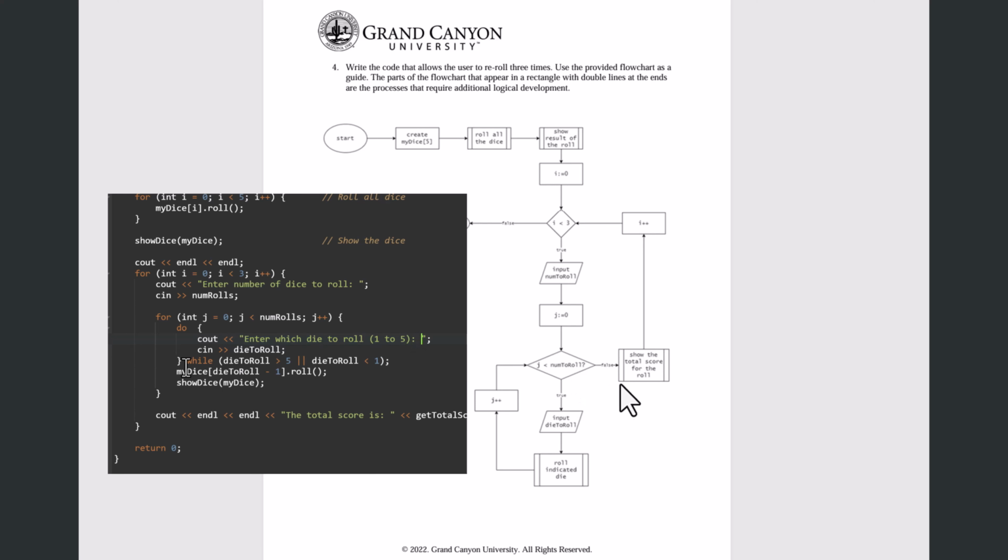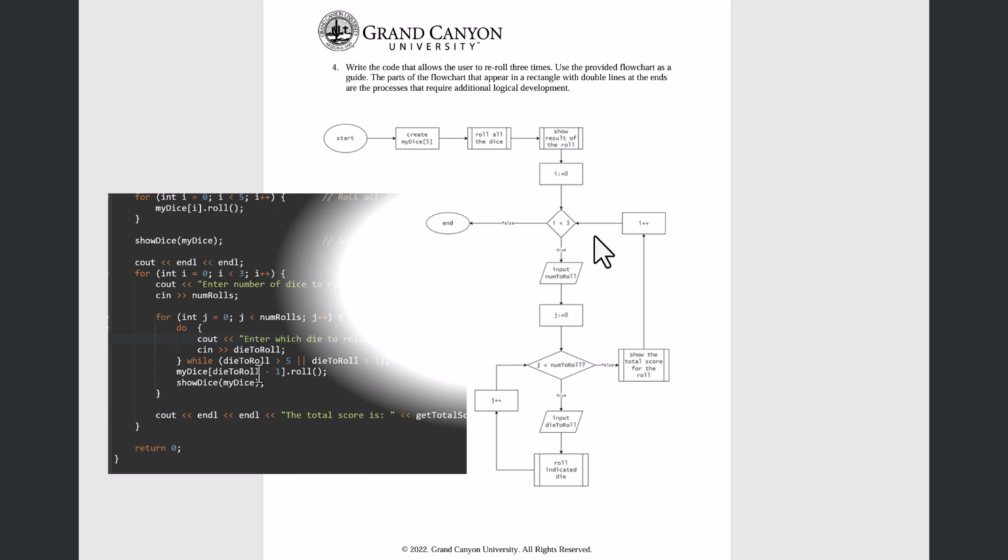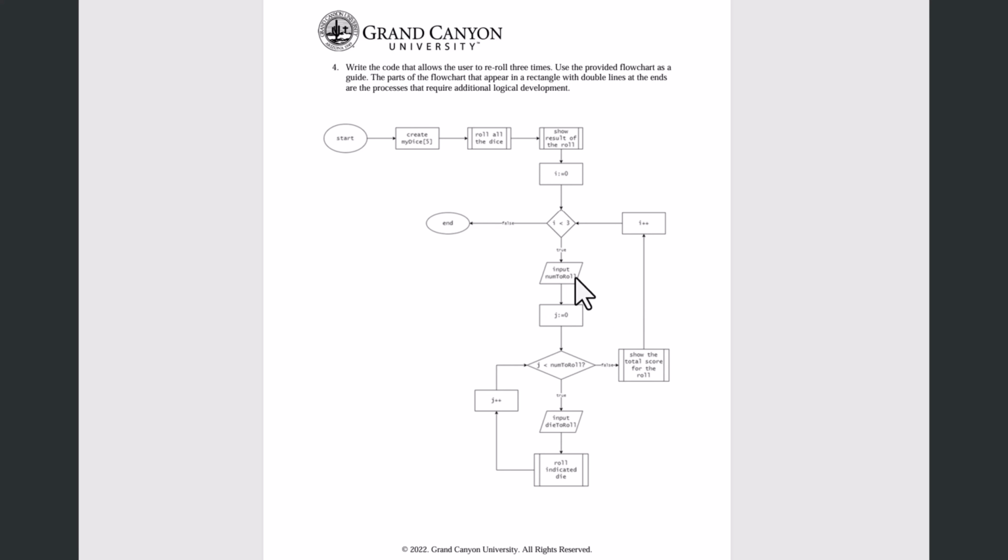Then we roll the specific die, and the loop continues as many times as the user specified. Then I simply displayed my total score of the final roll. All this happens 3 times, as the user was supposed to be able to re-roll 3 times, just like the instructions specified.